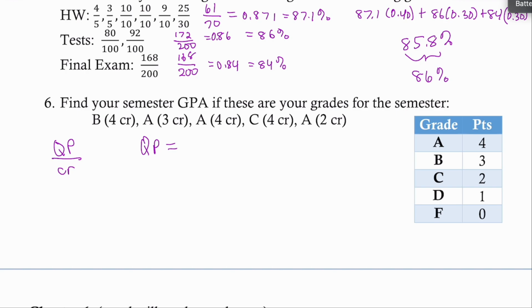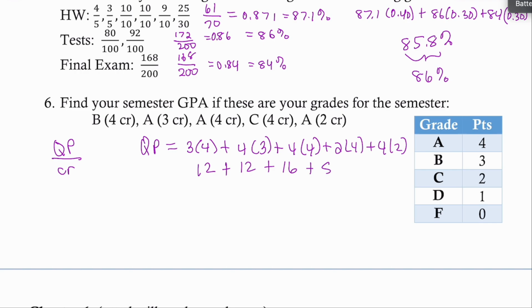We had a B, which is 3 points, times 4 credits. A was 4 points for 3 credits. We had another A, 4 points for 4 credits. And then a C, which is 2 points for 4 credits. And an A, which is 4 points for 2 credits. So just multiply each one of those: 12 plus 12 plus 16 plus 8 plus 8. You pretty much follow that order of operations. You have to do the multiplications for each of those, for a total of 56 quality points.